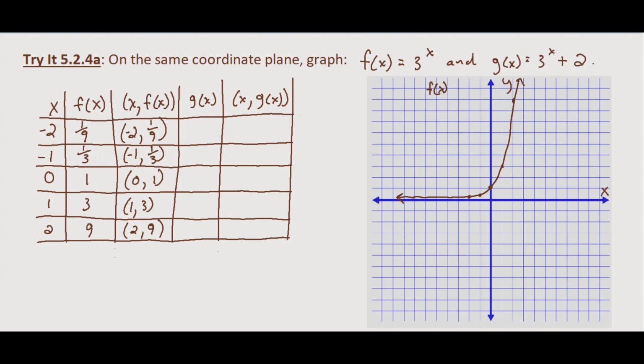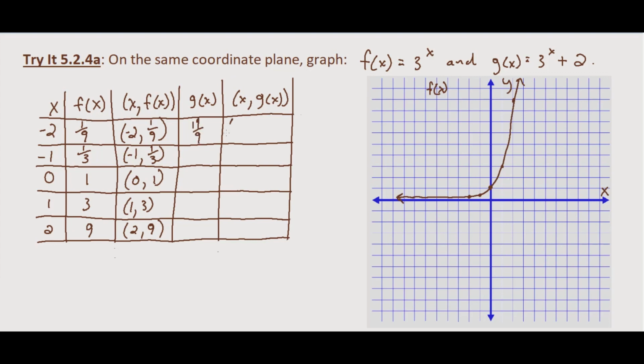Now, what happens when we add 2 to the entire function? Well, we could go through the process of 3 to the -2 plus 2, 3 to the -1 plus 2. But we already have what 3 to each value of x is. That's what f of x is. So we just add 2 to the values for f of x. So g of -2, again, that's going to be 3 to the -2 plus 2. Well, that's going to be 1/9 plus 2. Well, what's 1/9 plus 2? That's 1/9 plus 18/9, which is going to be 19/9.